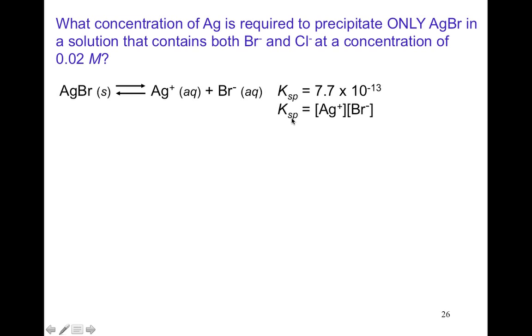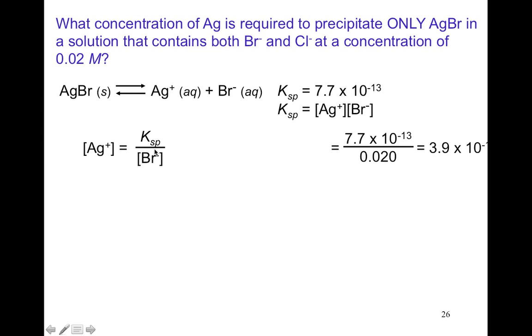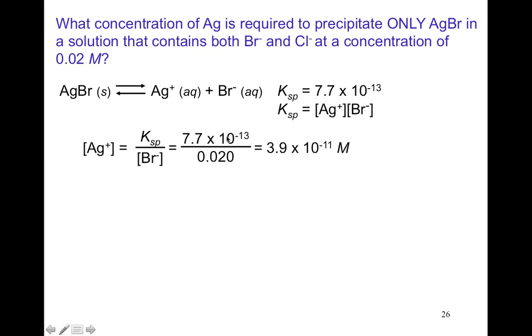So we can say our KSP is equal to the concentration of silver multiplied by the concentration of bromide. What we're trying to figure out is the concentration of silver, so we can rearrange this equation to solve for it. We have a KSP from the book, and a bromide ion concentration from the question. We find that we would need about 3.9 times 10 to the negative 11 molar concentration of silver.